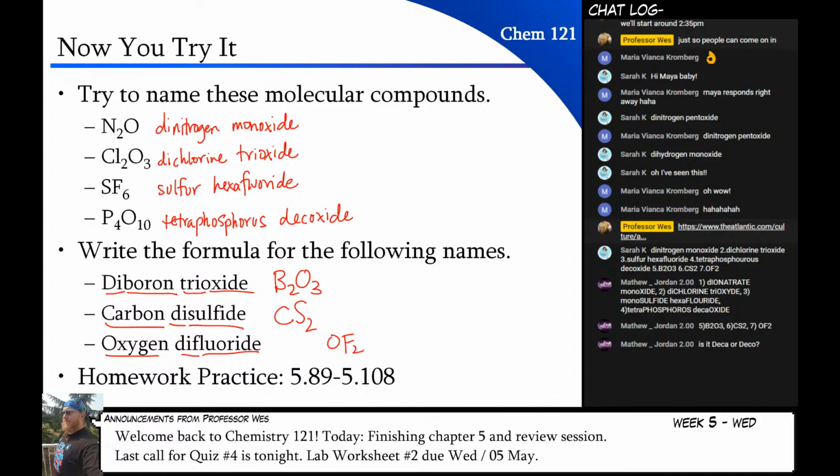So it should be deca. So the prefix is deca. But if you have something like this, and you have that AO combo, then we get rid of the A. And so it becomes decoxide. So it's deca, but it's deco only if you're on oxygen.